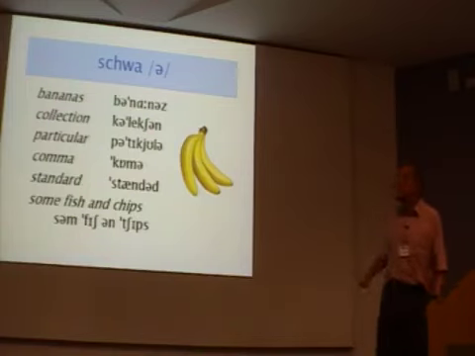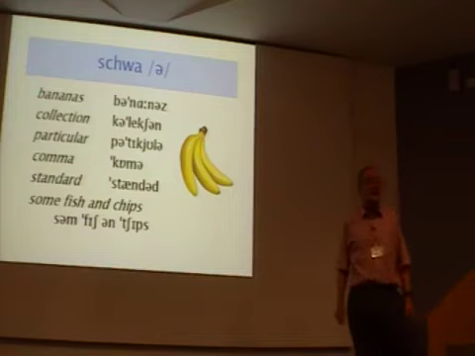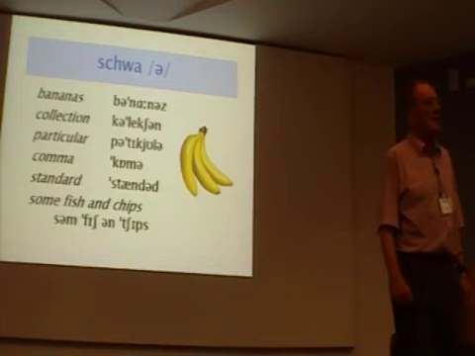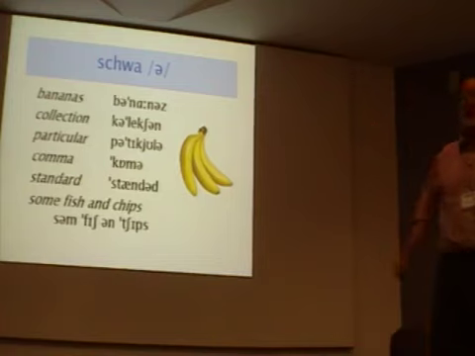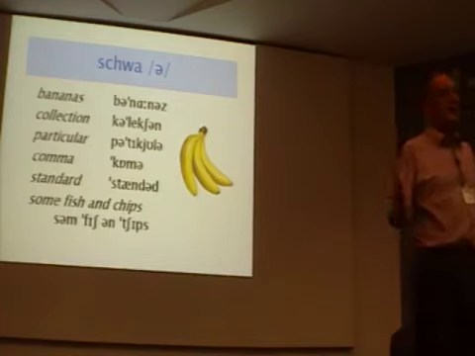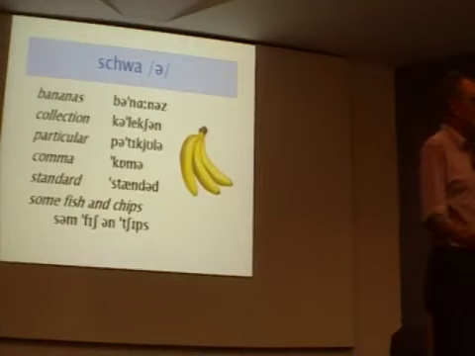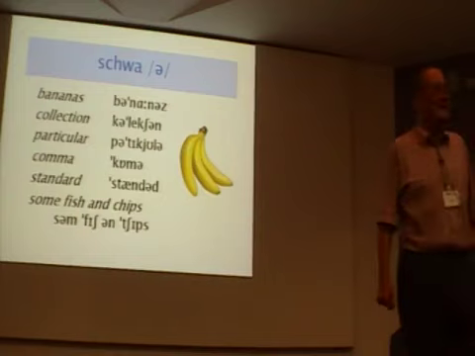Let's just go through schwas. Bananas, collection. Easy once you know how. Difficult if your language doesn't have any such vowel. So in many languages a banana is called banana, or words to that effect. In English it's not a banana, but a banana. Banana.